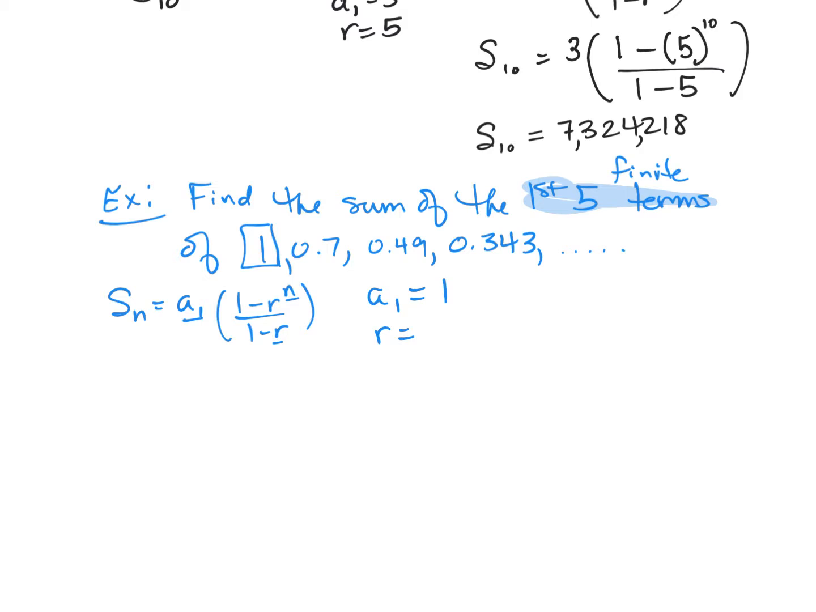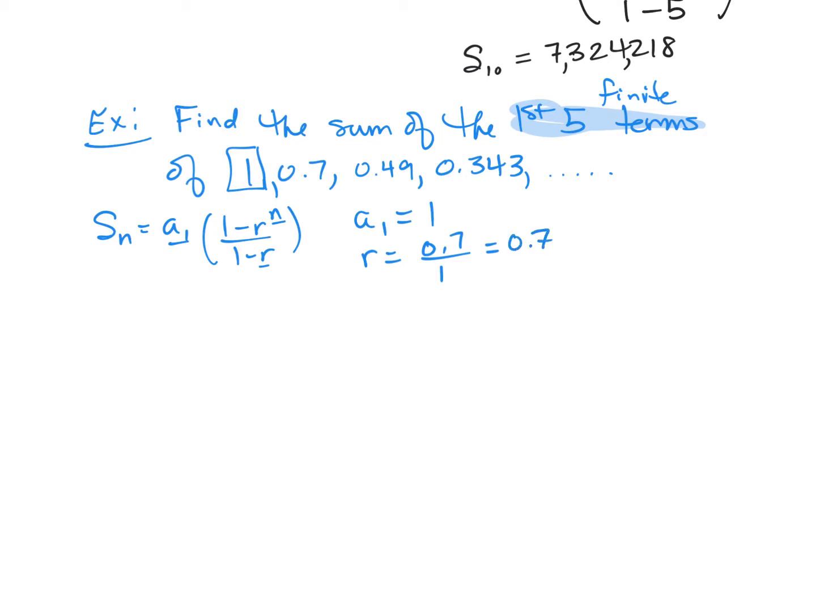Now we need to know r. How do we find r? Take the second term and divide it by the first term. 0.7, isn't it? If we took the third term and divided by the second term, will we get the same thing? Yeah, then it's geometric. So we know it's geometric. We know r. And what is n? n is 5. Okay, so now we just plug in. S sub 5 is 1 times 1 minus 0.7 to the 5th divided by 1 minus 0.7. Calculator problem.